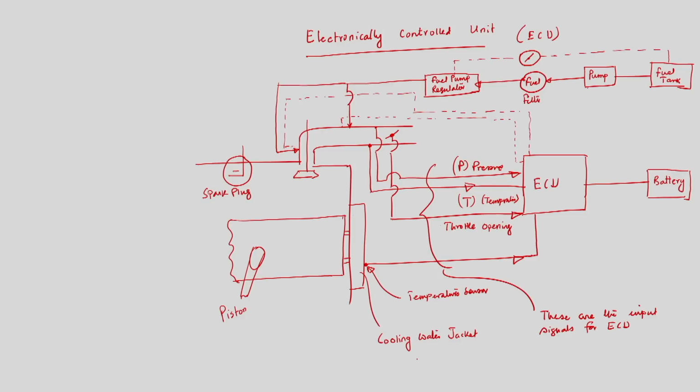Also, we have one sensor at the cooling water jacket. The cooling water jacket's function is to maintain the temperature of the cylinder wall at a specific value, otherwise there will be thermal cracking. So, the input signals to the ECU are pressure, temperature and percentage throttle of the intake manifold. That means the pressure and temperature of the air being introduced into the cylinder, and also the temperature of the cooling water jacket.